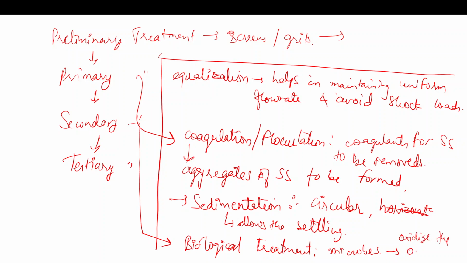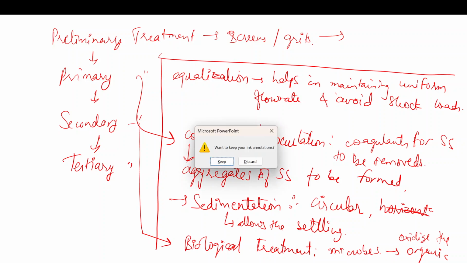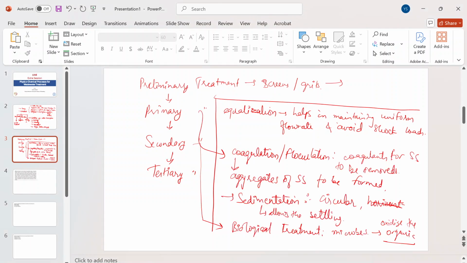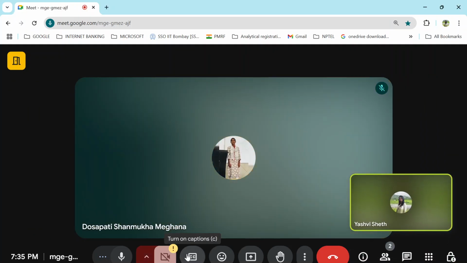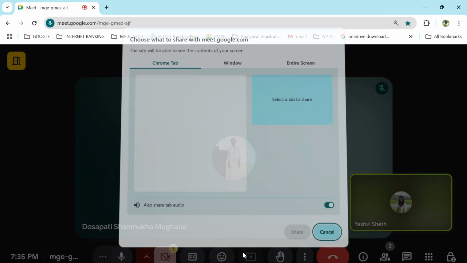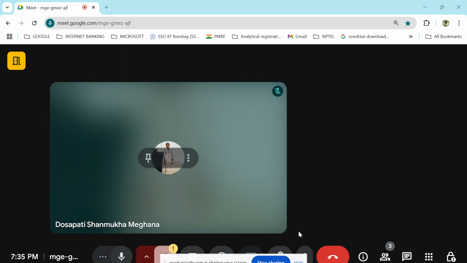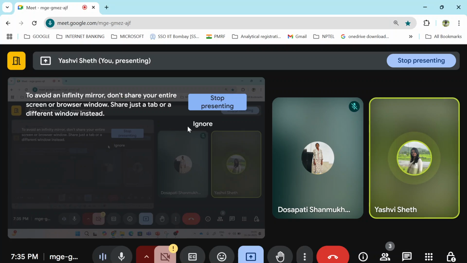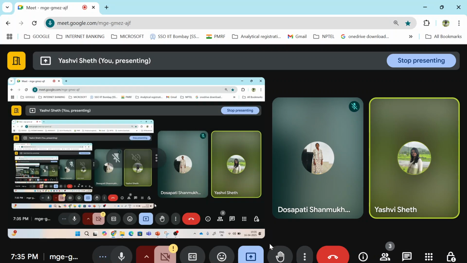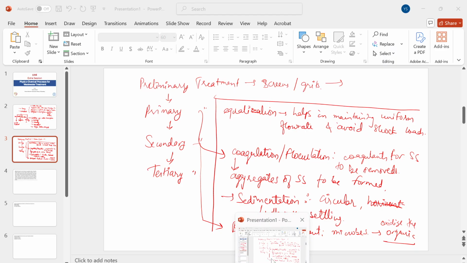So what are BOD and COD in this regard? Yes, anyone? Can you tell me what BOD and COD are with respect to water parameters?